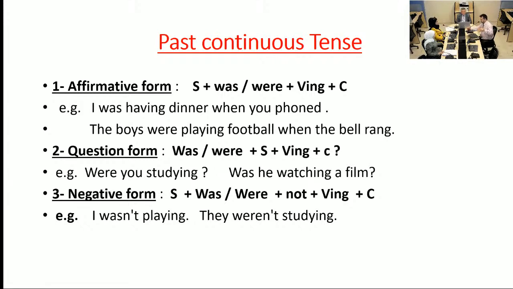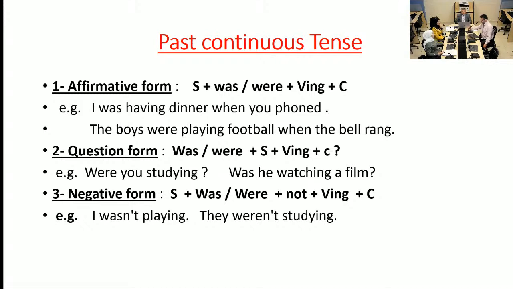So the first, an action was happening and was interrupted by another action. The affirmative form is subject plus was or were and verb ing and the complement. Example, I was having dinner when you phoned. The boys were playing football when the bell rang.